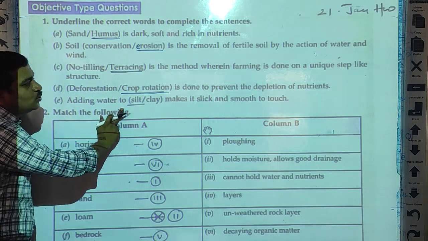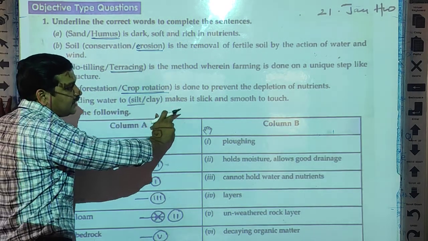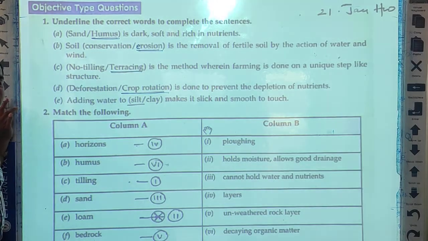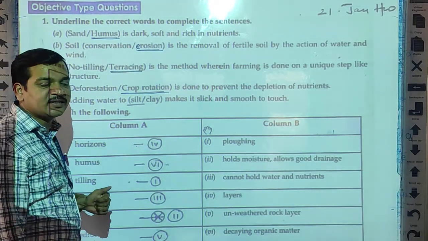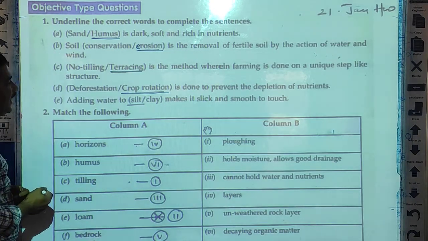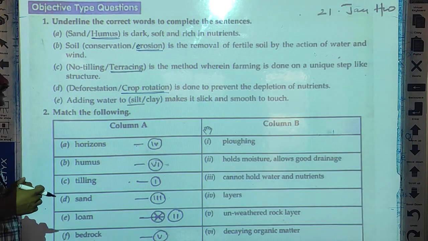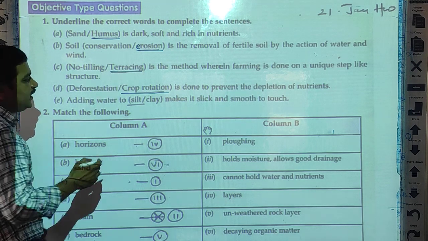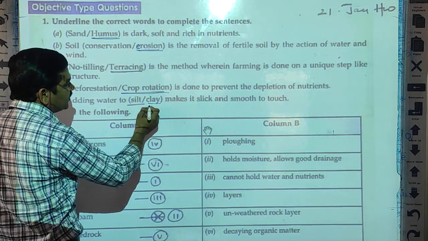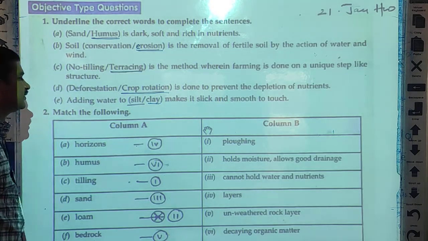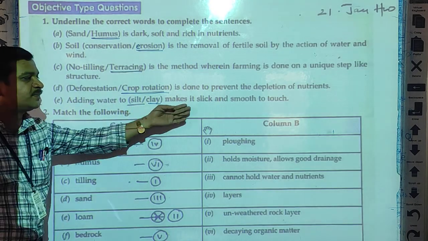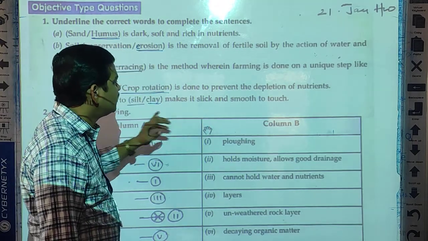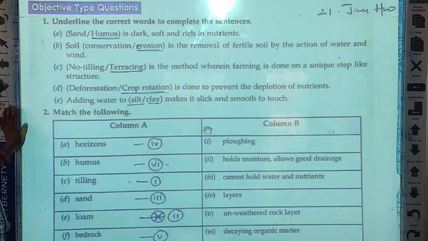Next, adding water to dash makes it sticky and smooth to touch. Which soil? Silt or clay soil? Adding water to dash makes it sticky and smooth to touch. Actually, the answer is clay soil, students. Okay, clay soil you can write. Okay students.